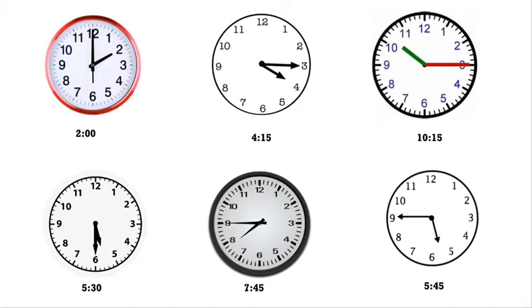Now, I will talk about reading and telling the time on the clocks. In the first clock, the minute hand is at 12 and the hour hand is at 2. It means the time is 2 o'clock. In the next clock, let us talk about 4:15. Here the minute hand is at 3 and the hour hand is at 4.